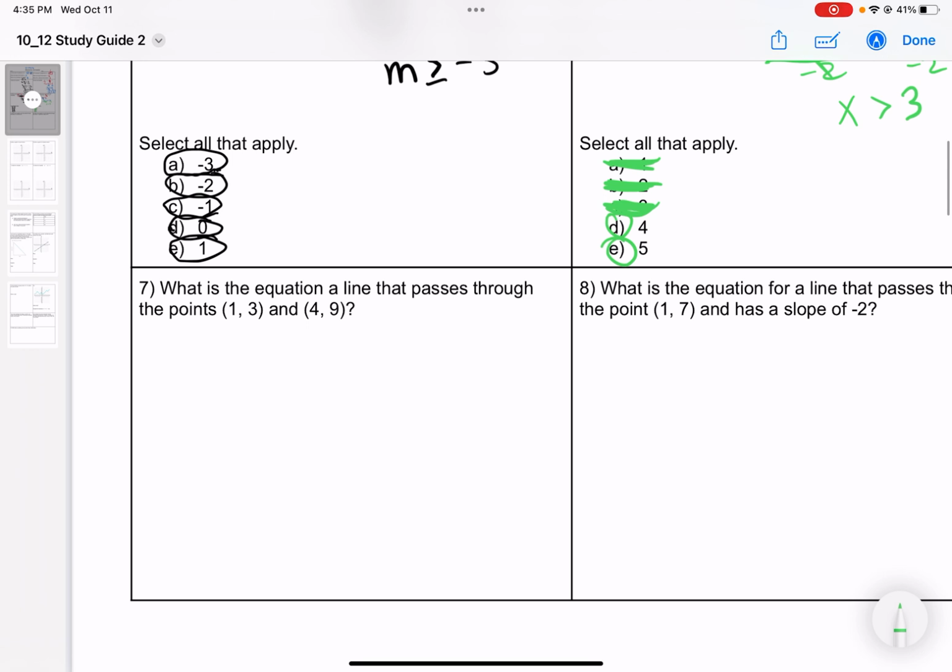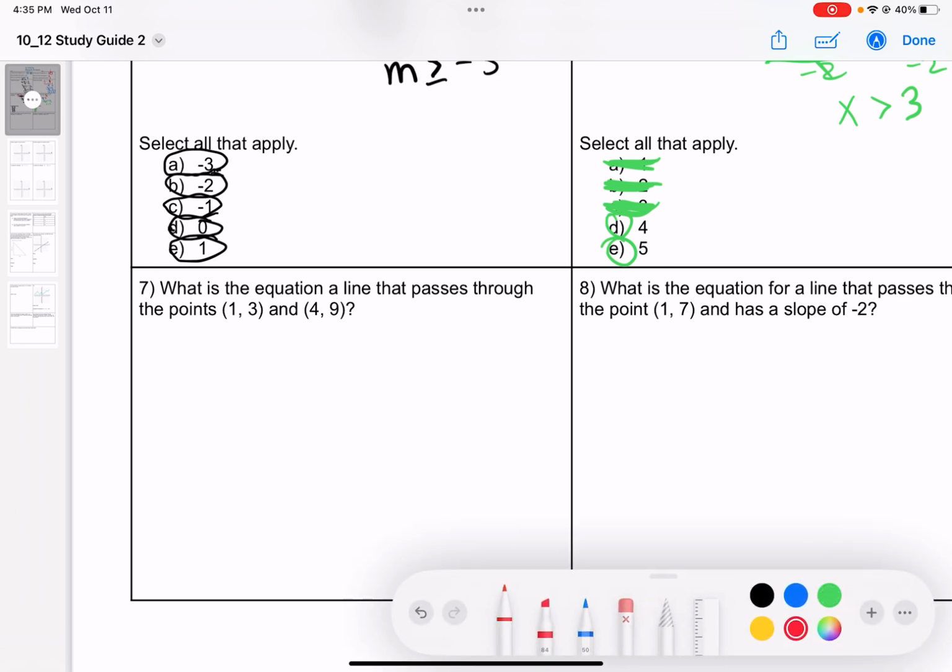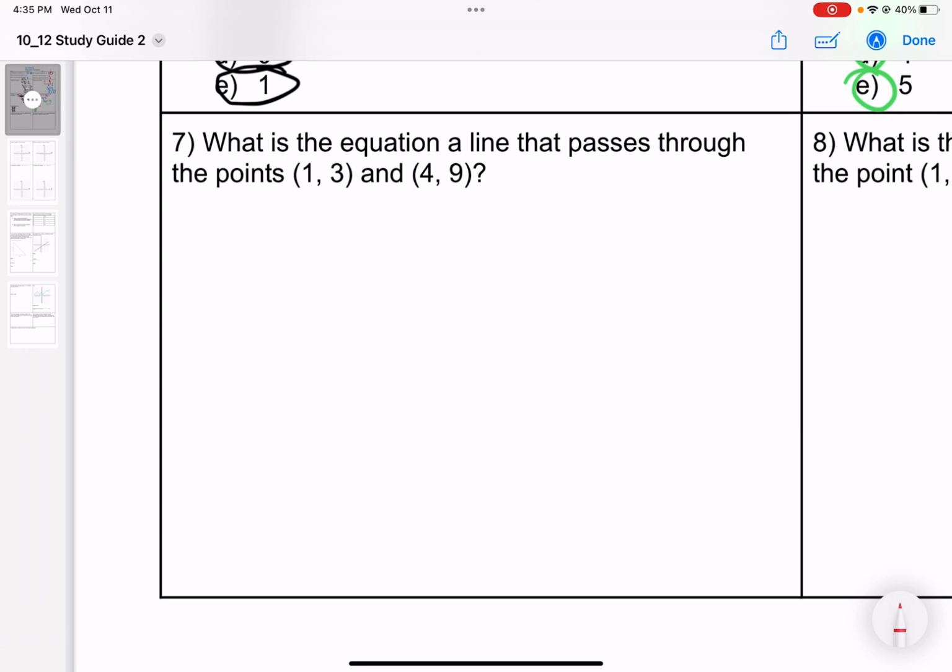Okay. Number 7. What is the equation for a line that passes through the points 1, 3 and 4, 9? This is pretty difficult, so let's just really dive in here. So we know that a line means that it's a linear function, so it's y equals mx plus b. So I need to find the slope of this line, and I need to find the y-intercept of this line. To find the slope, it's the change in y over the change in x. So how much does y change?